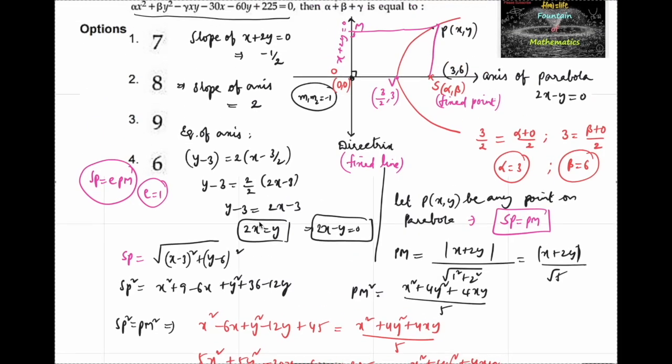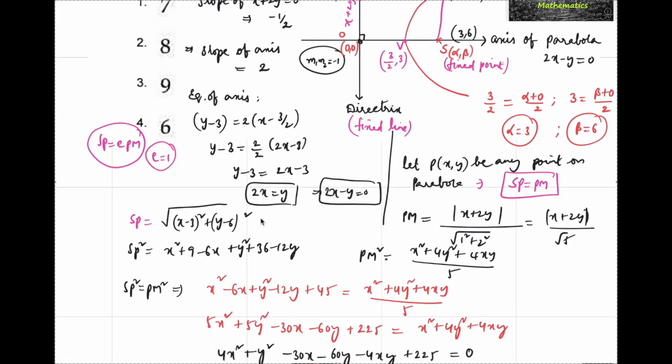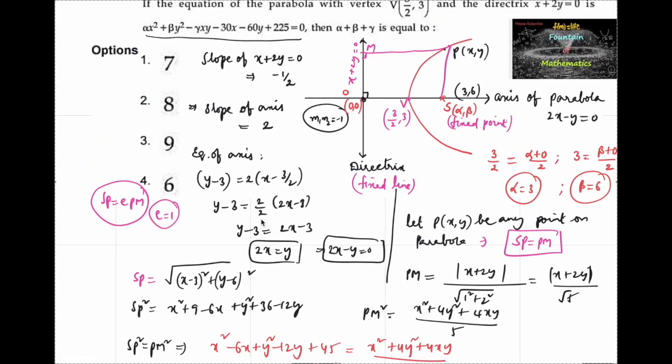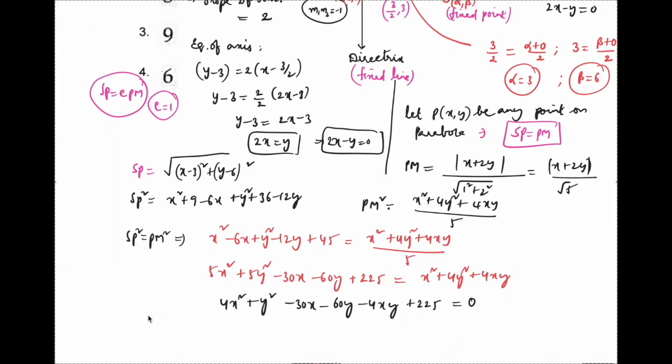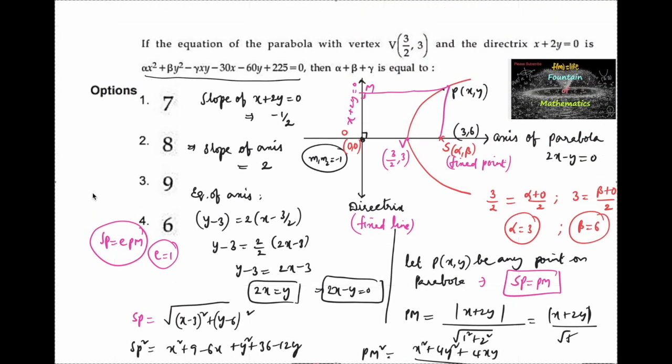So when comparing with the given equation, alpha is equal to 4, beta is equal to 1, and gamma is equal to 4. So we need to find alpha plus beta plus gamma, which is equal to 4 plus 1 plus 4, which is equal to 9. So 9 is the answer, which is our option 3.